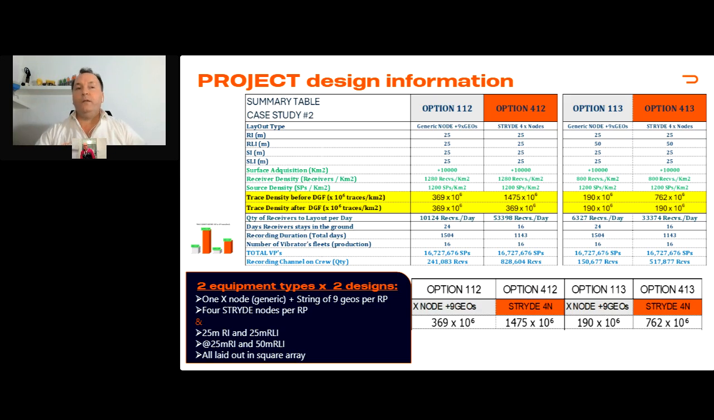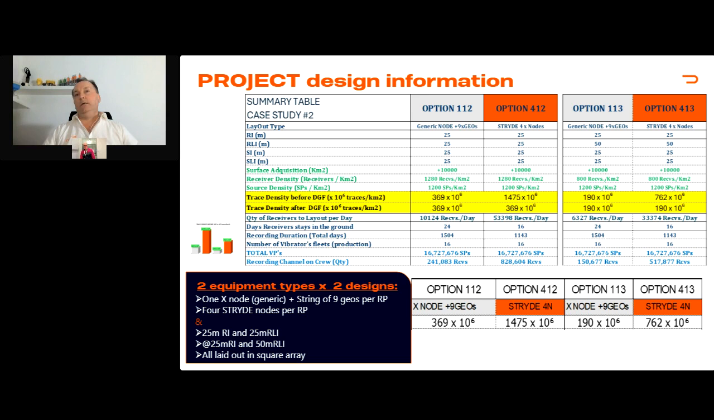So what are we looking at now? As I said, the MENA region, we have two comparisons here. We have a 25-meter grid for receiver and 25-meter grid for source. In one case, we have a generic node connected with a 9 geophone string. And in the Stride scenario, comparing with this generic node on 9 geophone string, we have 4 nodes also in a square array. So both a geophone string or the 4 nodes are laid out in a square array.